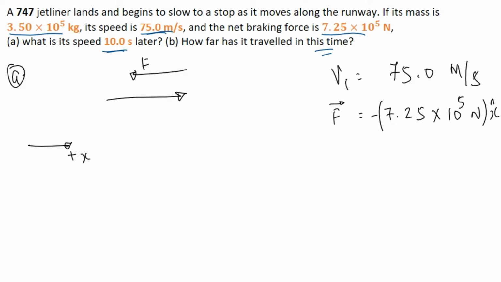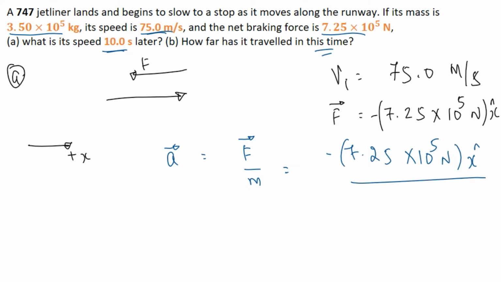Now we have to find the speed after 10 seconds. First we will calculate the acceleration, and to calculate the acceleration we can use Newton's second law of motion. So acceleration is the net force F divided by the mass of the object. F we have minus 7.25 times 10 to the power 5 Newton x cap, divided by the mass, 3.50 times 10 to the power 5 kgs. On solving, we get the acceleration to be negative 2.07 meter per second square x cap.